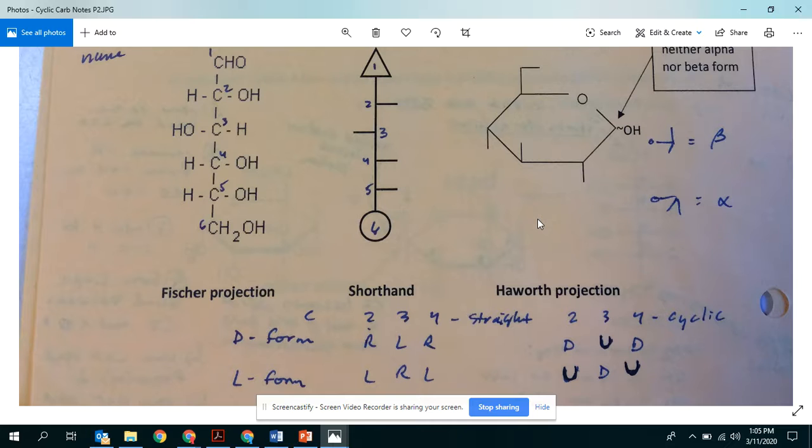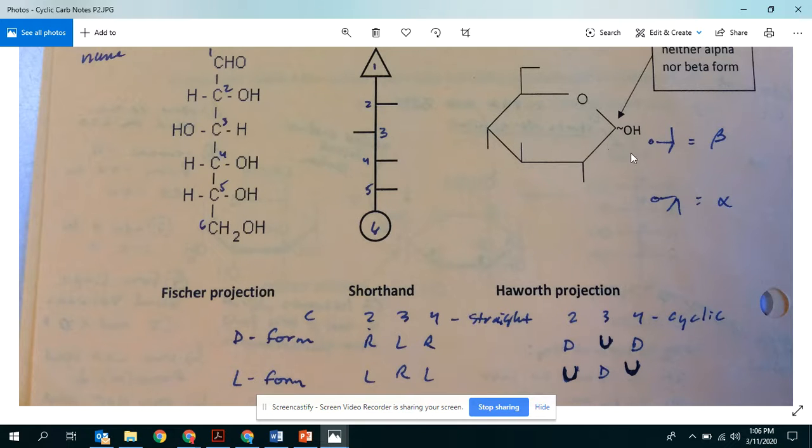So let's see here. One thing to note is that if the Fischer projection is a D form, then this will be what we call flag up right here. If it is an L form, it will literally be drawn in a way that looks like an L right there. And then you use carbons 2, 3, and 4 to figure out whether your OHs are going to be up or down. If they're drawn to the right, like carbons 2, 4, and 5, then they will be down, up, down. So this is carbon 1 right here. This is carbon 2 right here. So you have down, up, down.